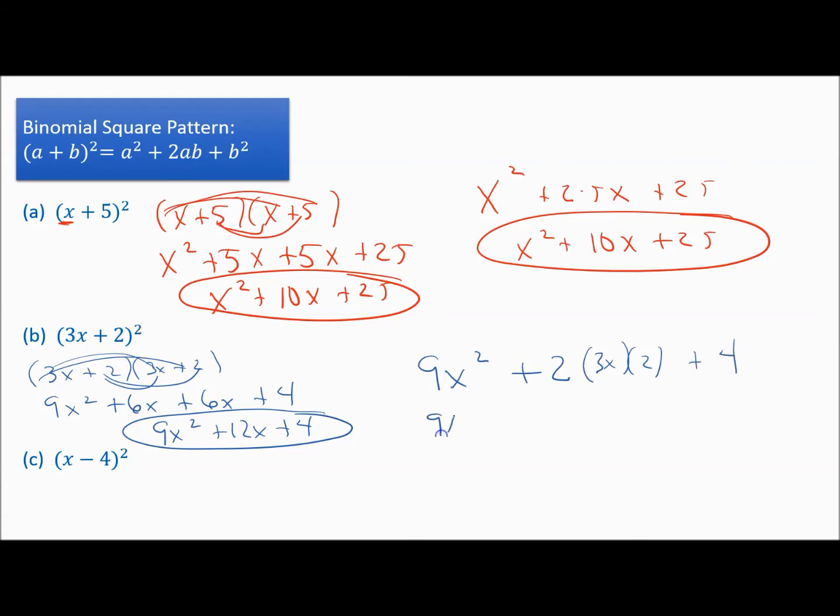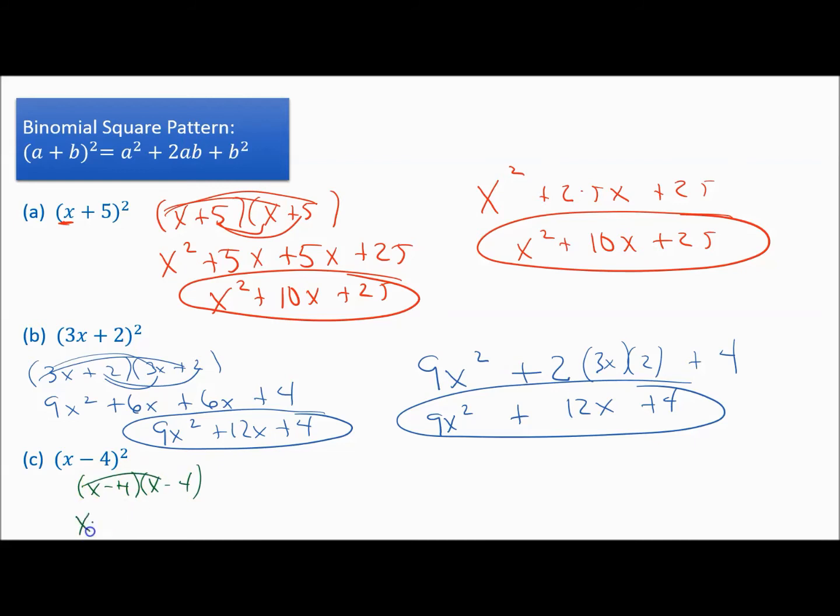So that gives us 9x squared plus 2 times 3 times 2. 2 times 3 is 6, times 2 is 12. Don't forget the x, plus 4. Notice we get exactly the same thing, so you get to pick your method. It really is up to you. x minus 4 squared is x minus 4 times x minus 4. If I use the FOIL method, x times x is x squared, that's first.